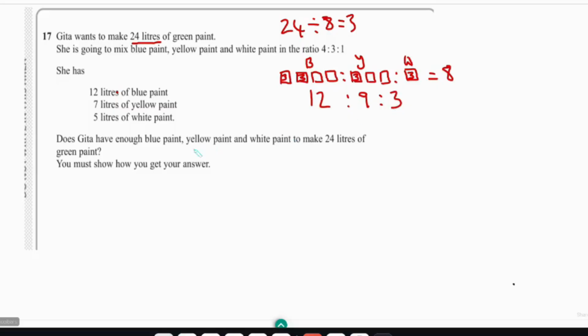So she has enough blue and white. She does not have enough yellow.